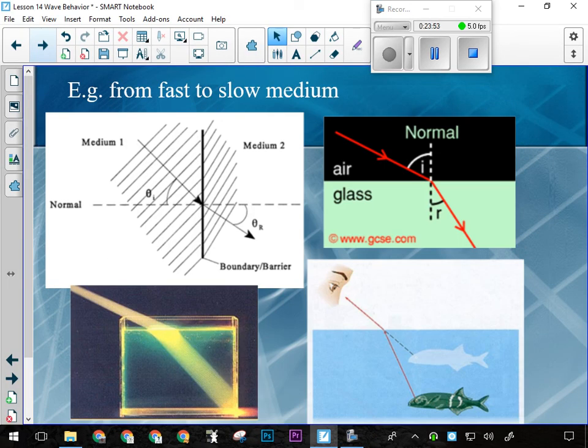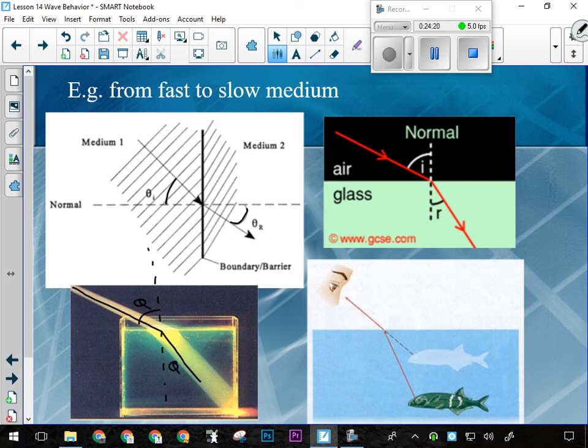Okay, so if we're going from a fast medium to a slow medium, then we see that in this case here, here's our angle of incidence. It's quite large. Here's our angle of refraction. It's quite small. It is bent towards the normal, and we see that change in direction there. Here would be our normal line, and we can see that the light has bent towards the normal. This angle here is much bigger than this angle here is. Everyone all right with that?